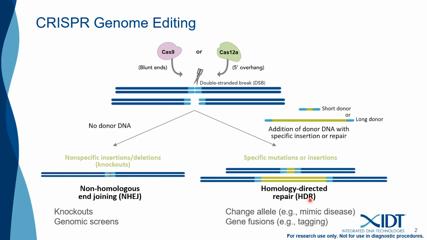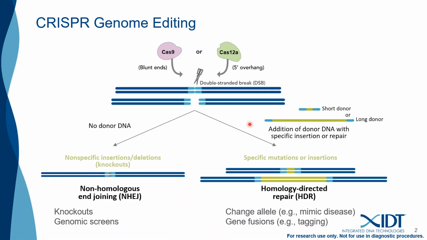To start off with, I want to do a quick review of the DNA repair pathways. After you've used your CRISPR enzyme of choice to generate a double-stranded break, the predominant repair pathway is going to be non-homologous end joining, or NHEJ. This will result in non-specific insertions and deletions, or indels. This is generally useful for generating knockouts or conducting genomic screens, and is generally high efficiency.